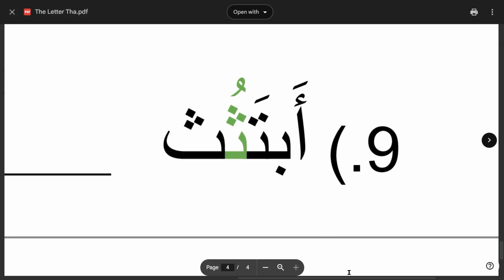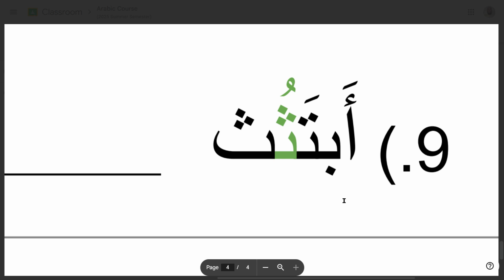And number 9 to wrap up the class. Alif with a fatha, ba with a sukoon. So ab. Good. Ta thuth. Ab, ta thuth. There it is. Good, good, good. Yeah, a lot of people say that TH is difficult.